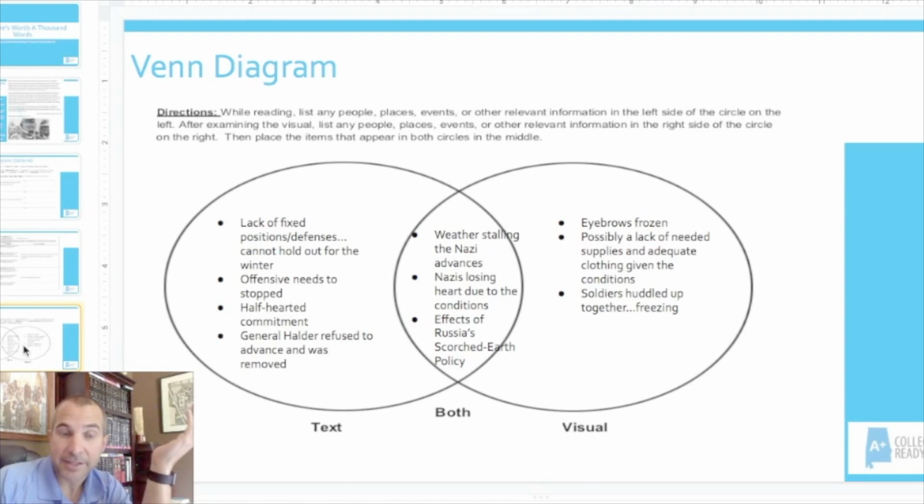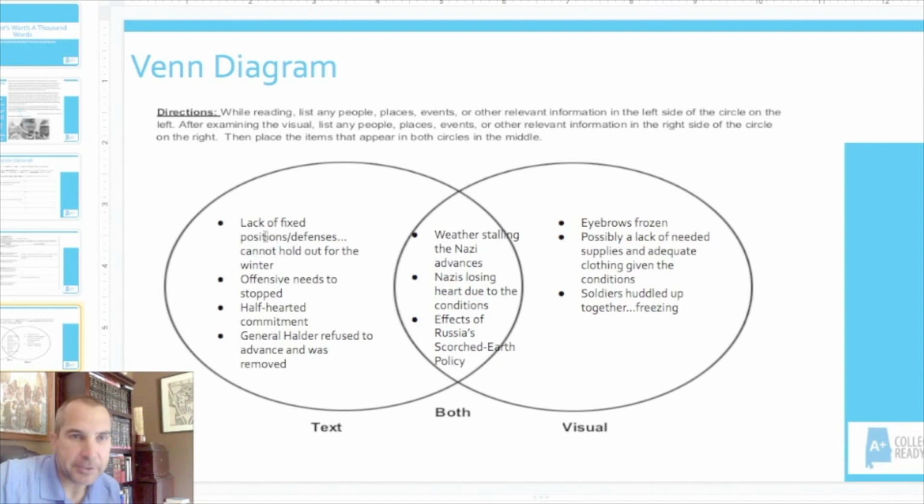Picture's Worth 1,000 Words now, instead of being a full class activity, can be a 20-minute activity. It can be a 30-minute activity, whatever. So this is ultimately what they're going to do every time. The Venn diagram, and they've probably done Venn diagrams on a number of occasions. But again, we have a circle here for the text, a circle for the visual, and obviously the overlap. What ideas are expressed by both the text and the image?